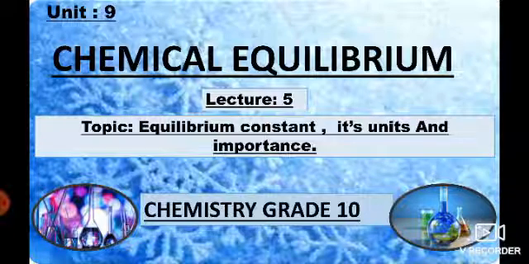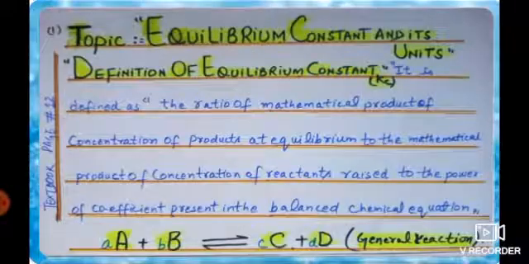Today the topic of discussion is lecture number 5, Equilibrium Constant, its units and importance. So equilibrium constant can be defined as the ratio of the mathematical product of concentration of products at equilibrium to the mathematical product of concentration of reactants raised to the power of the coefficient present in the balanced chemical equation. As we have already discussed in our previous topics, the definition of equilibrium constant.